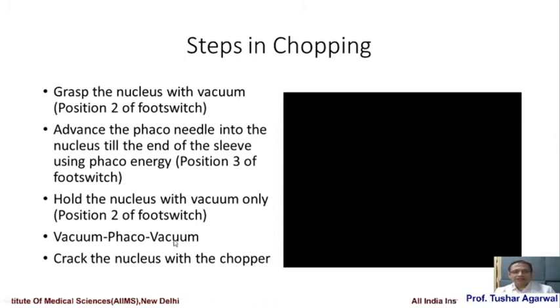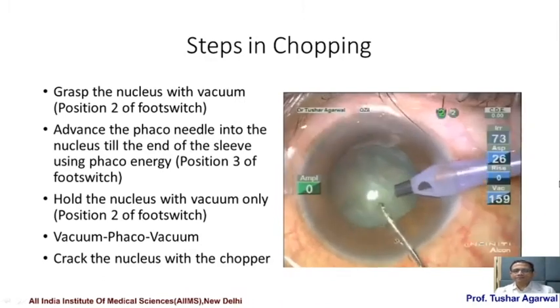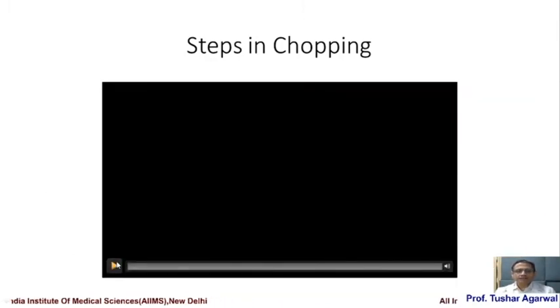Now the third sub step, which is coming back to vacuum, is most critical because this will hold the nucleus. This will keep the phaco probe impaled in the nucleus, attached to the phaco needle, which is the impalement. And once you have impaled the nucleus and held it with vacuum, then you apply the chopper to crack it. So we'll see this in detail.